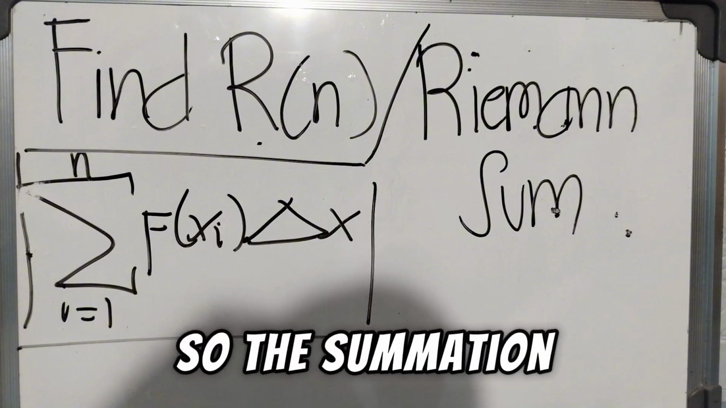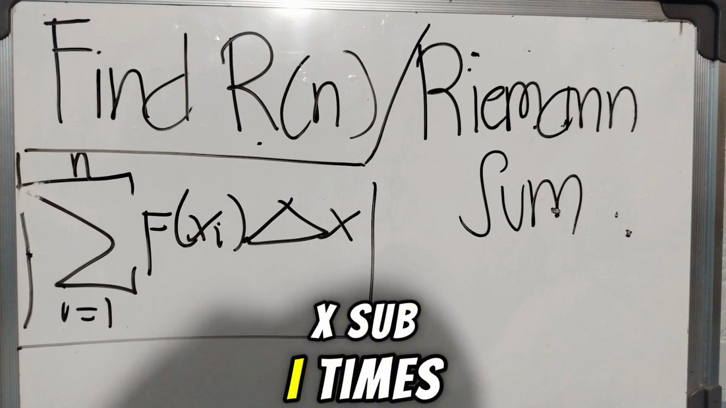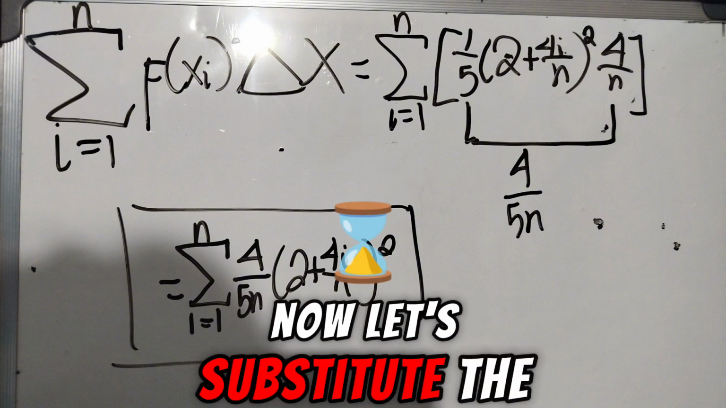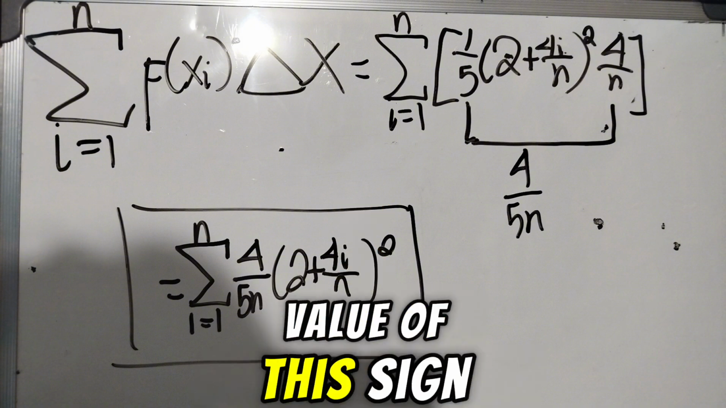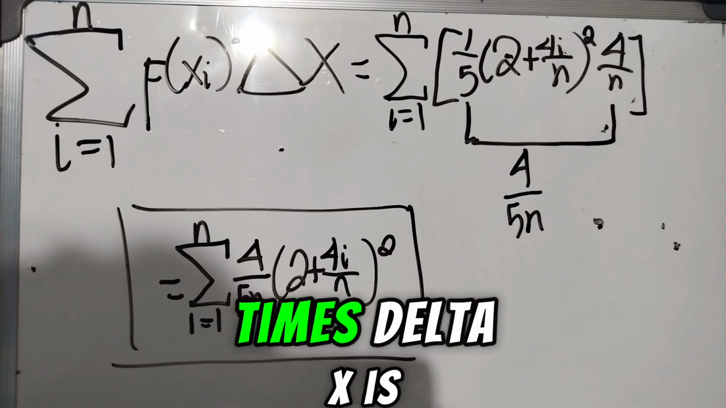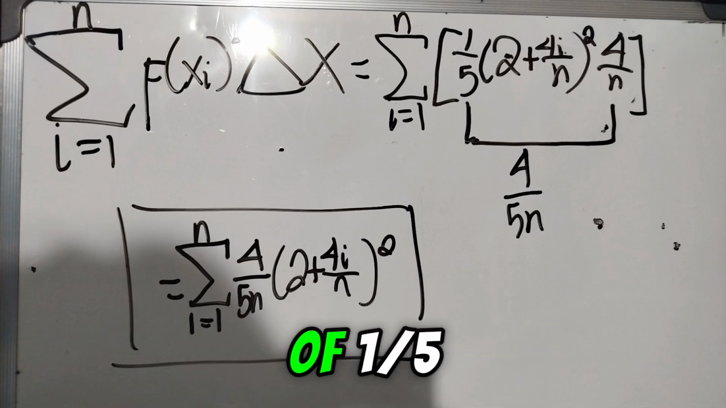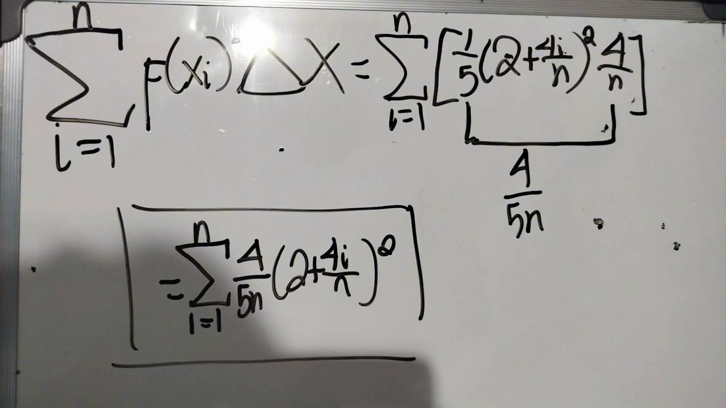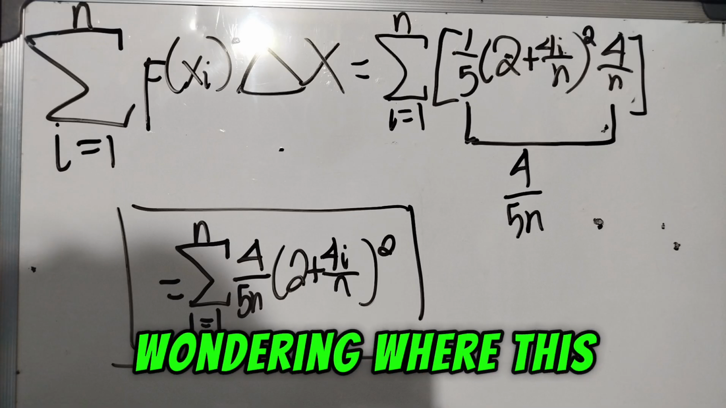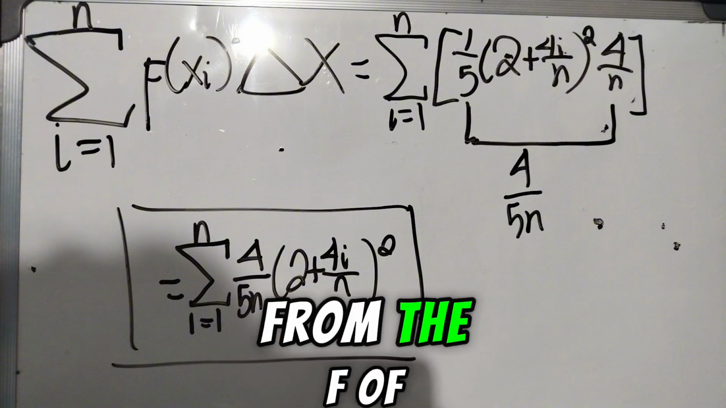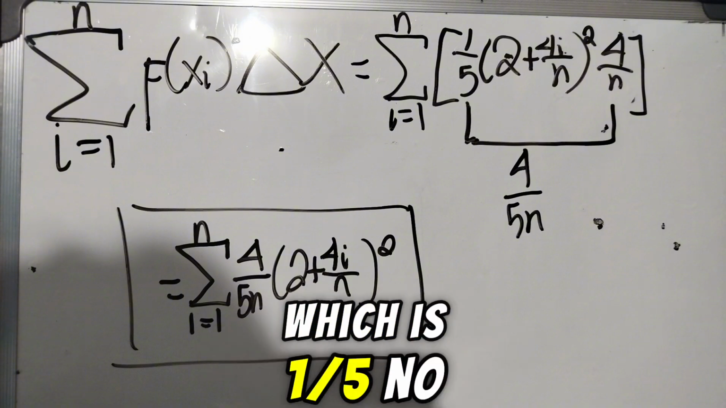After explaining and providing each given, we can now proceed on finding the R of n or the Riemann sum. So, the summation of f of x sub i times delta x. Now, let's substitute the value of this. So, the summation of f of x sub i times delta x is equal to the summation of 1/5 times (2 plus 4i over n) squared times 4/n. So, you're probably wondering where this 1/5 comes from.